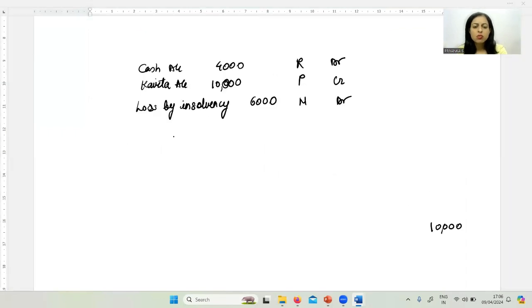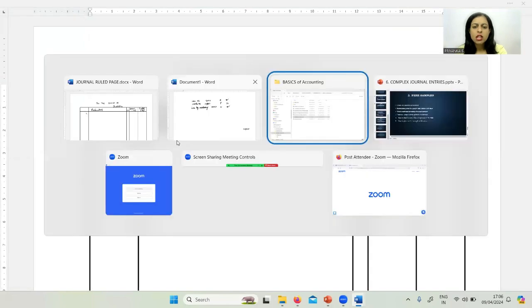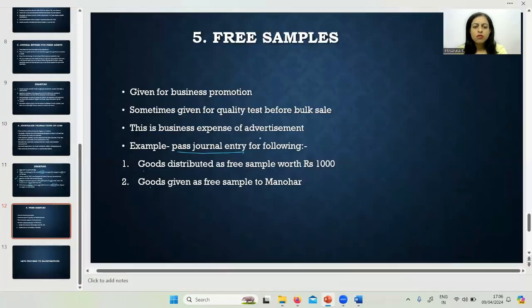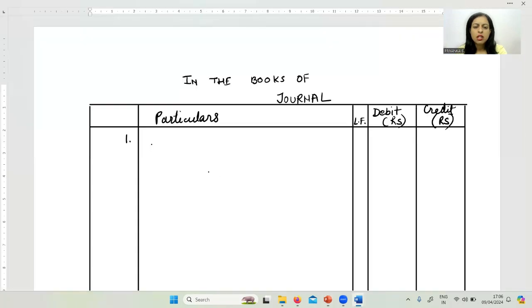When we say goods are distributed, two parts of this transaction that we will have is goods. And second, why are we distributing these goods? It's distributed as free sample, meaning it will be advertisement and marketing. So I will just write advertisement account. So two accounts here are goods account and advertisement account. Goods account, goods are going out or coming in, it is going out. And advertisement is expenditure. So advertisement is debit.